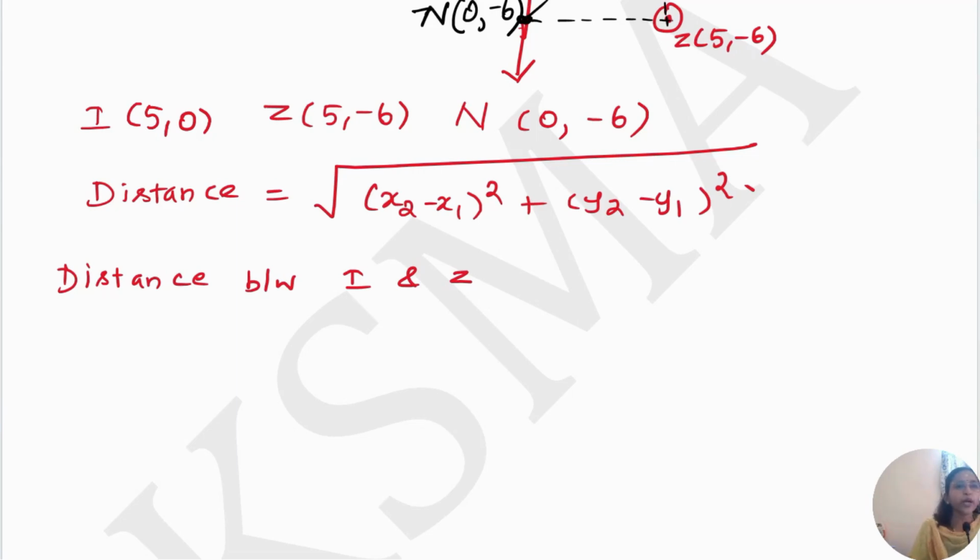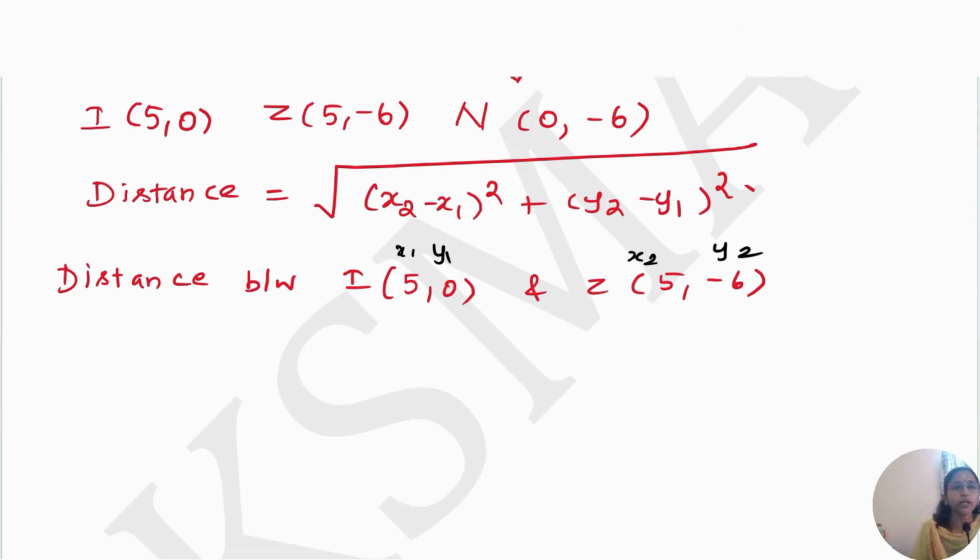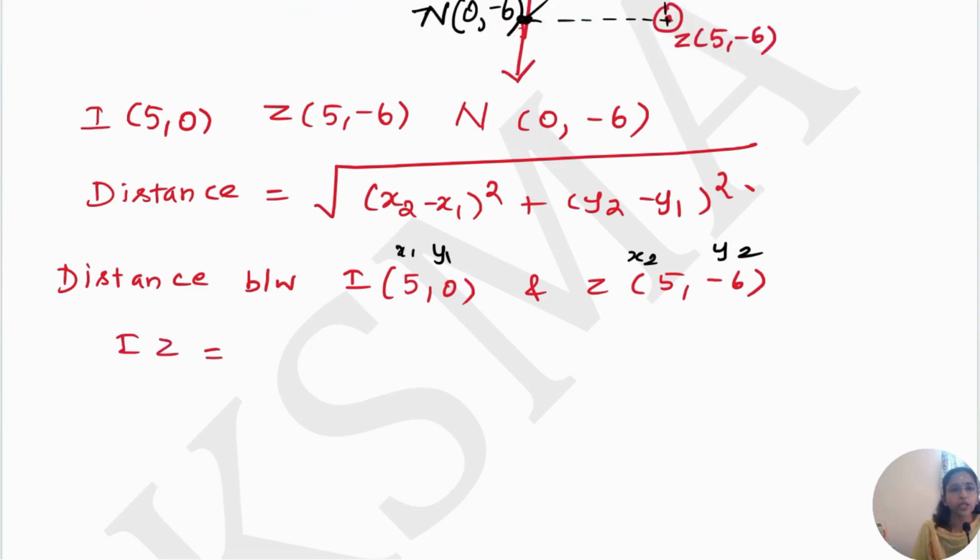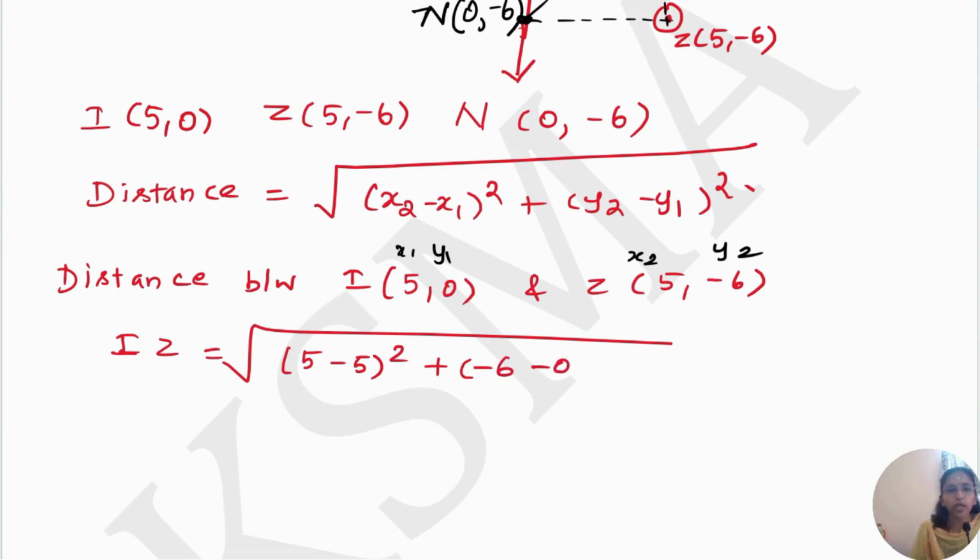Now we are going to find the distance between point I and point Z. Our I value is (5, 0) and your Z value is (5, -6). Take the first as your x1, y1 and the second as your x2, y2. Now substitute your values in the formula. IZ is equal to the square root of (x2 minus x1) the whole square plus (y2 minus y1) the whole square. So 5 minus 5 is 0, and (-6) the whole square, so root of 36, which is equal to 6 units.